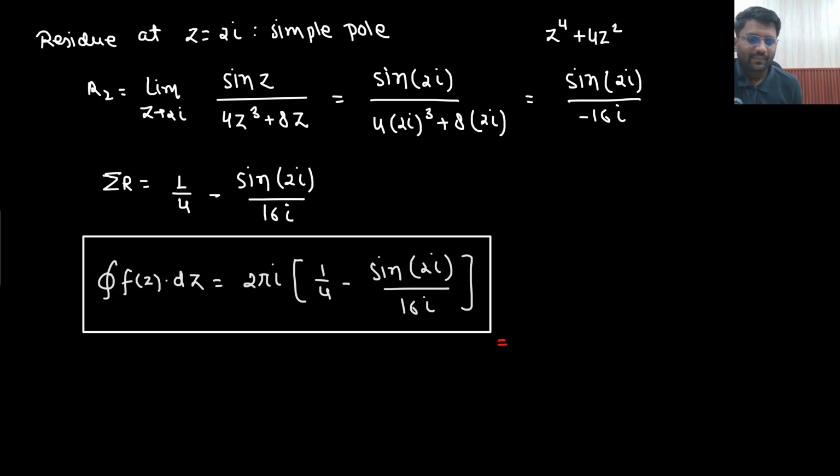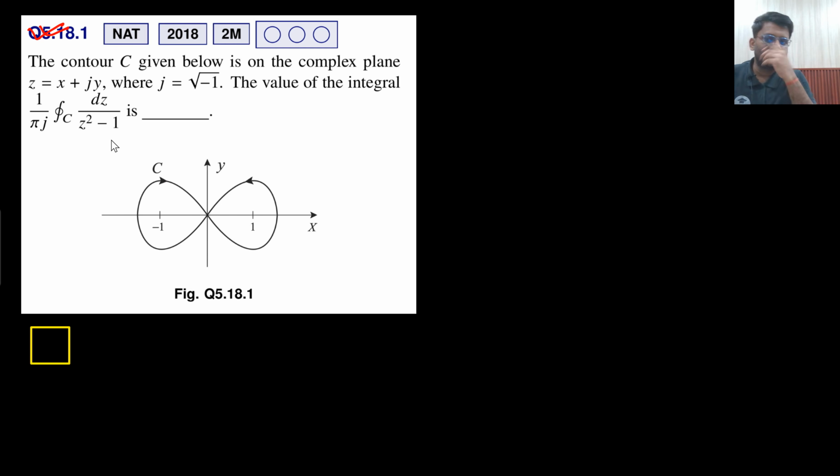Then let's go to the next question. This one is a good question. So contour C is given in the complex plane x plus iota jy, and you need to find the value of this integral. Okay, so can I break it in this manner? This is your curve C. The curve C goes like this. This is your curve C. So can I break it like this?